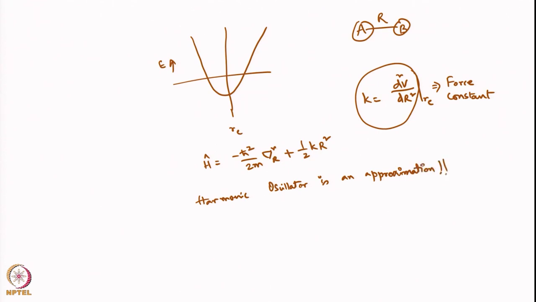Okay. Now, if your harmonic oscillator is an approximation, and we know R is just a dummy variable, I'm going to rewrite this whole thing in some other variable X. So instead of R, I can always use another variable X, and that would be minus h bar squared by 2 mu del squared X plus half k X squared. This is going to be my vibrational Hamiltonian H. Okay, now you have this Hamiltonian, one can solve for it.